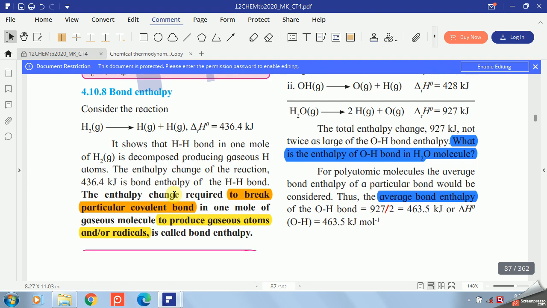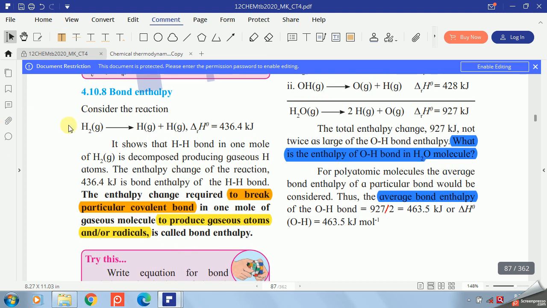Now next is the bond enthalpy. Consider the reaction H2 gas gives H gas plus H gas. It is nothing but atomization. So the enthalpy of this reaction is equal to 436.4 kilojoule per mole. So H2 gas gets decomposed into gaseous atoms. So we break the H-H bond. So it is a bond enthalpy. The enthalpy change required to break a particular covalent bond in 1 mole of gaseous molecule to produce gaseous atoms or its ions is called the bond enthalpy.